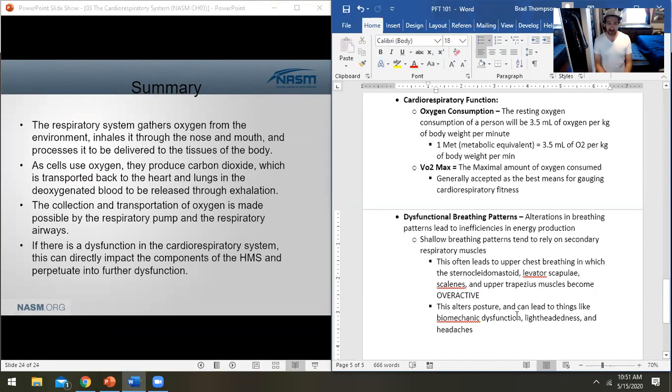So in summary, your respiratory system is going to gather oxygen from the environment. As your cells use that oxygen, they're going to produce carbon dioxide as a byproduct, which will then be transported to the heart and lungs to be released through exhalation. We need to be able to transport that oxygen, and that's why we have our cardiovascular system, which is made up of blood and blood vessels, and our heart, which is actually pumping everything. Obviously, if there's dysfunction in either of these systems, it's going to lead to overall dysfunction in the entire human movement system.